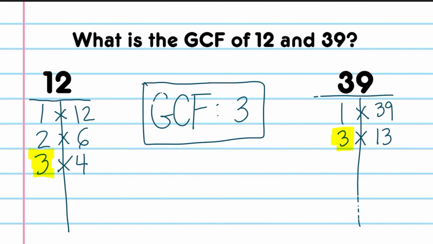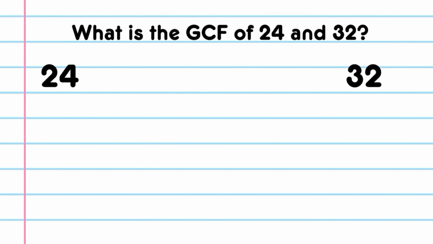Let's look at our next example. This says, what is the GCF of 24 and 32? So we're going to do the exact same thing. We're going to list the factors of 24, starting with the first factor, 1. I know that 1 times 24 is 24. 2 times 12 is 24.